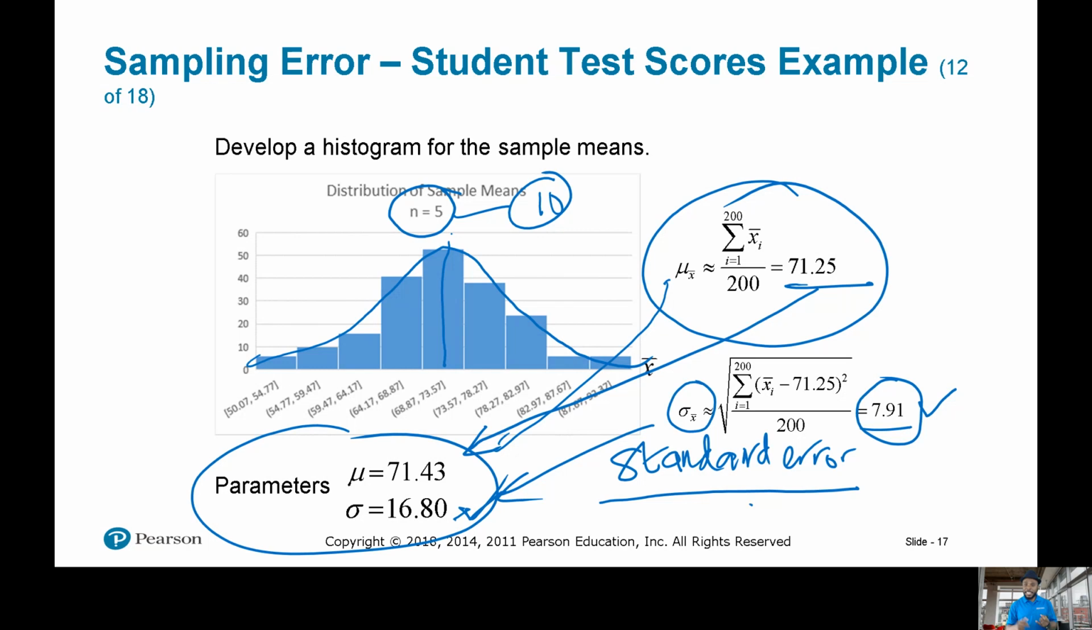The same thing would also apply for proportion, where the sample proportion will be a good estimate for the population proportion, and the sample mean, as we can see here, is a good estimator for the population mean. However, the sample variance or the sample standard deviation is not a good estimator for the population standard deviation.